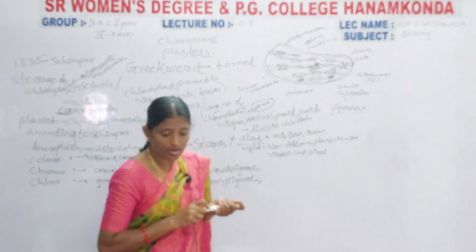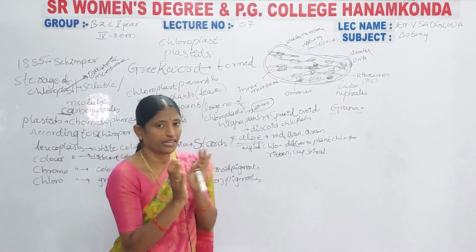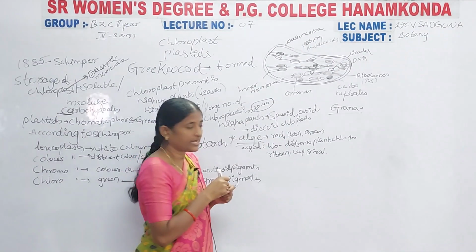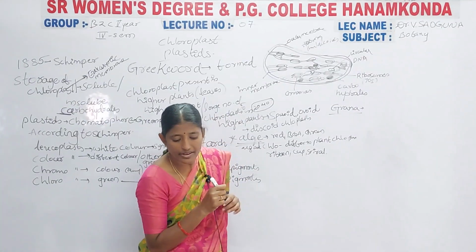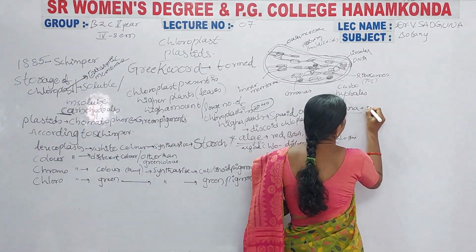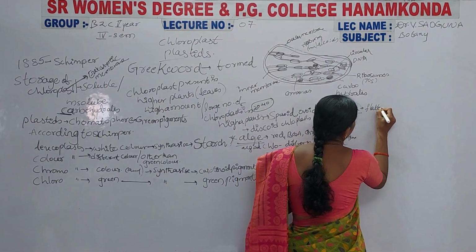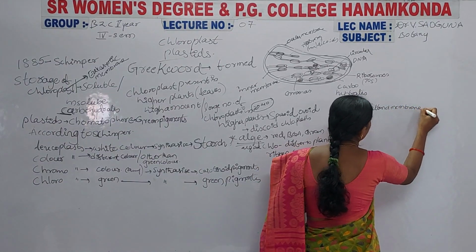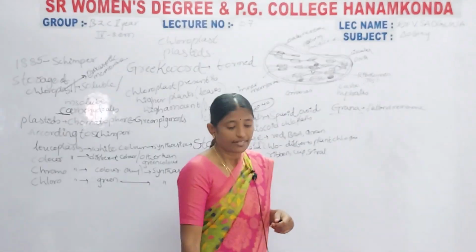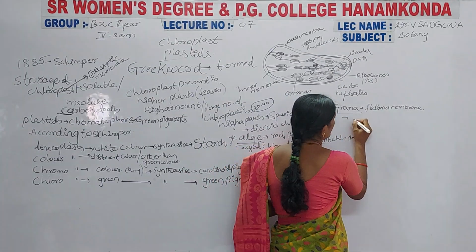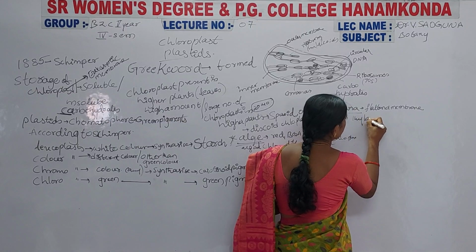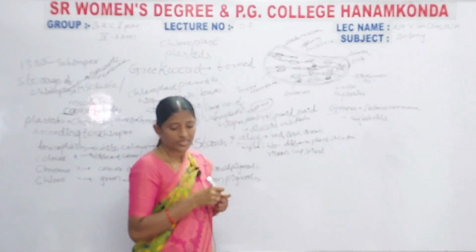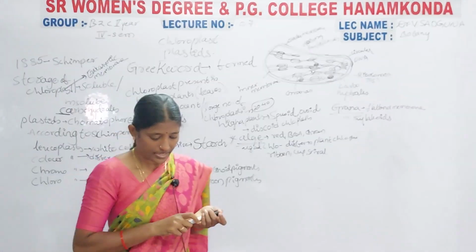Grana means flat-ended membranes, which are also called thylakoids. It is known as thylakoid. Then the membrane is completely the thylakoids.